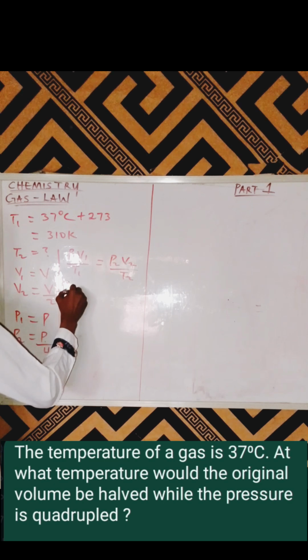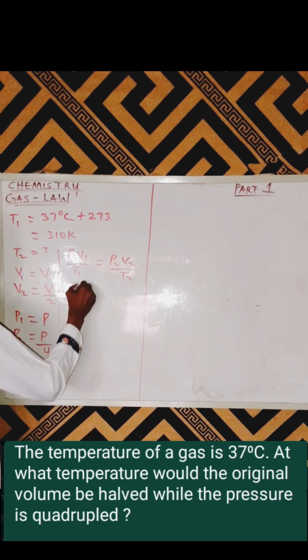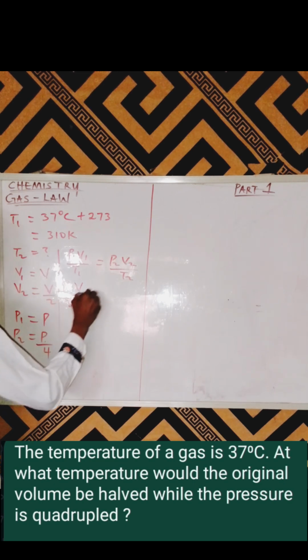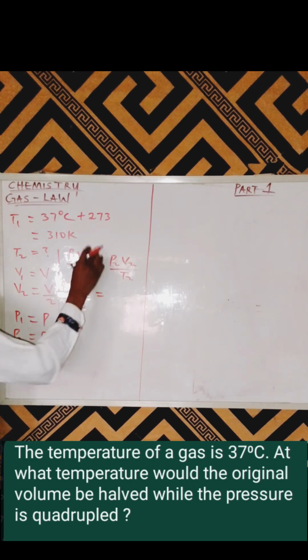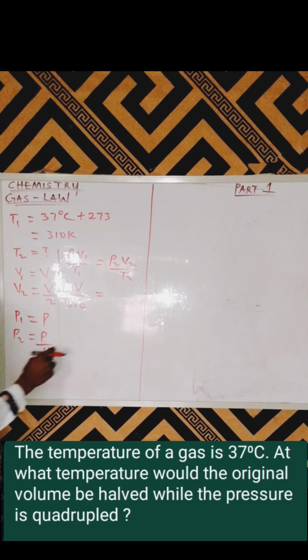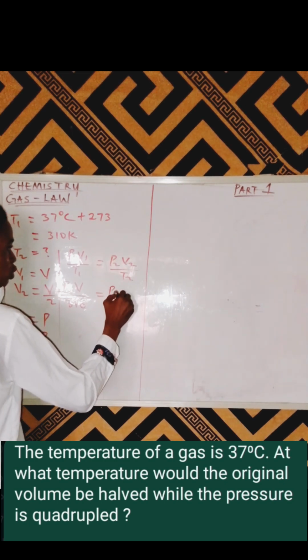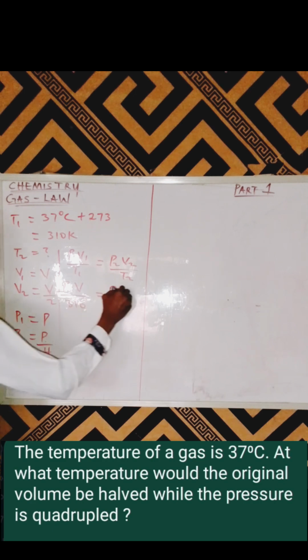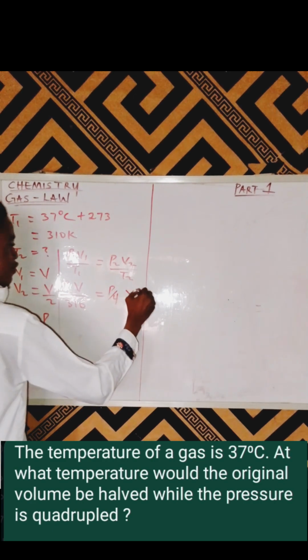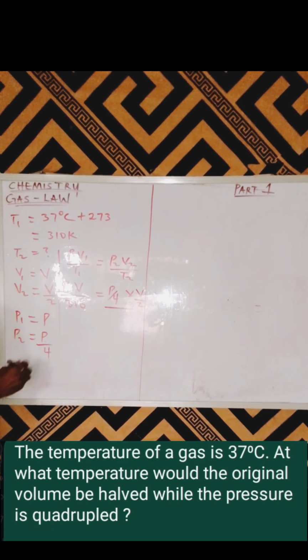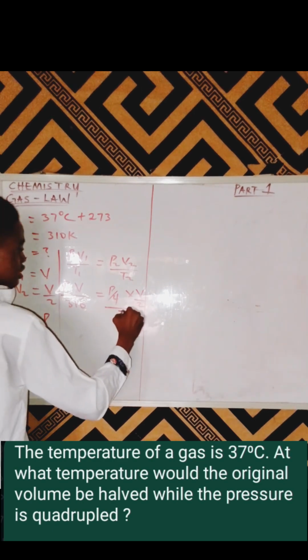Yes. So now my P1 here is just P. My V1 here is just V, you can see, over T1. T1 is 310. That's going to be equal to P2, which here is P over 4, times V2, which is V over 2, all over T2, which is what I'm looking for.